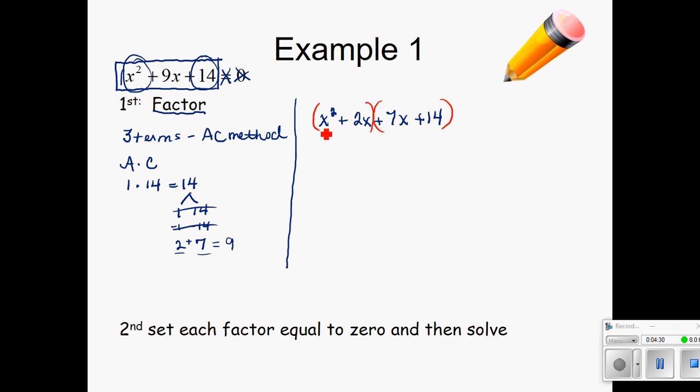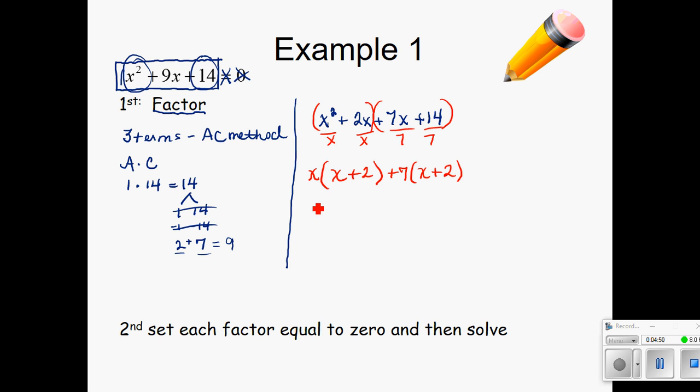So what does x squared and 2x have in common? They each have an x. So I'm going to take an x out. I'm left with x plus 2. What does 7x and 14 have in common? A 7. So I'm going to take a plus 7 out. That gives me x plus 2.